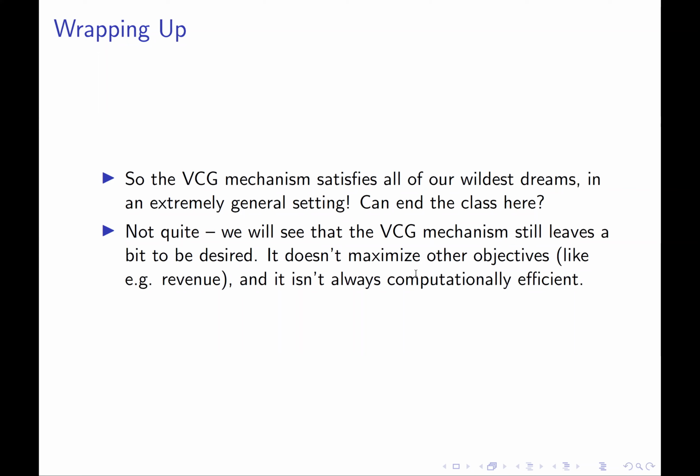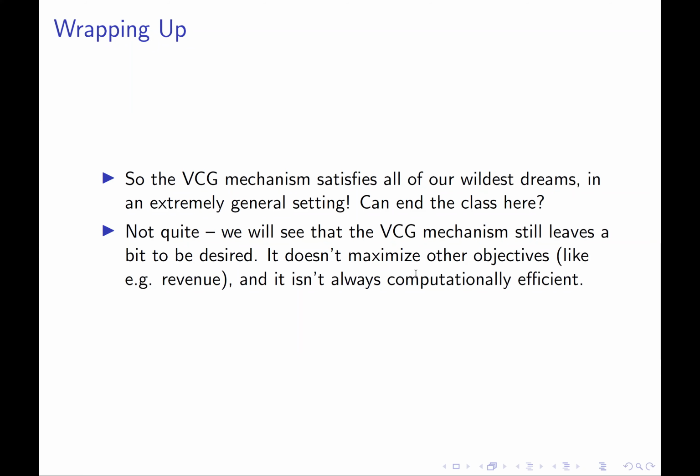And maybe more to the point for this class, because this is an algorithmic game theory class, the VCG mechanism is not in general computationally efficient. We sort of swept this under the rug, but the very first step of running the VCG mechanism, before we even think about computing the payment rule, is to choose the alternative that maximizes social welfare. Well, how do you do that? If it's a single item auction, it's very easy. You just find the person who reported the highest bid. But in general, it can be complicated.